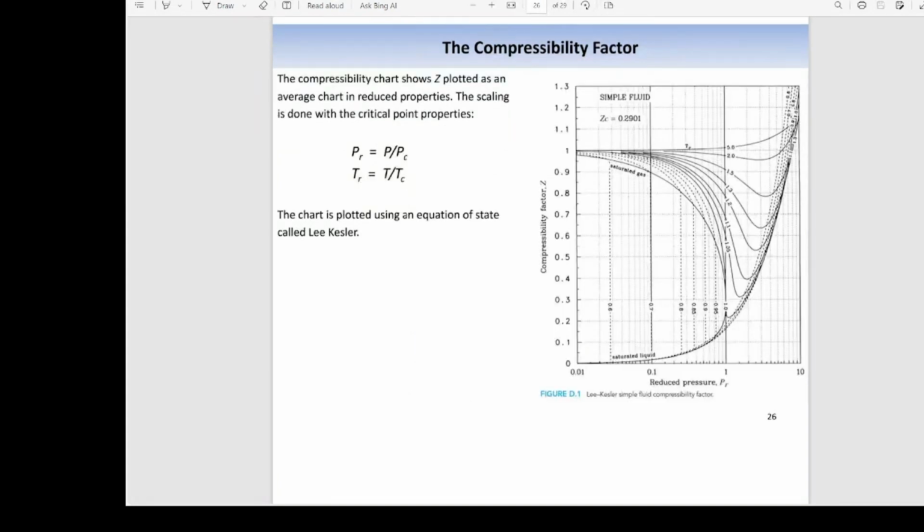Here we introduce these reduced properties. If we were to plot the compressibility factor for all different substances, the ranges would vary quite a bit. So here's a way to bring the compressibility factors closer together. We do this with the reduced properties of pressure and temperature, which we define as the pressure divided by the critical pressure and the temperature divided by the critical temperature. And this plot was actually done with the Lee-Kesler equations.